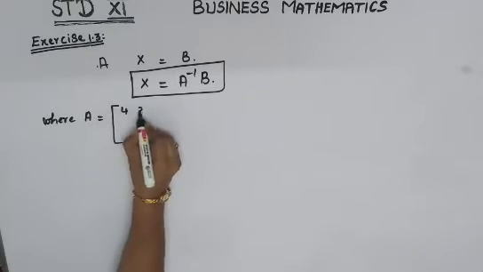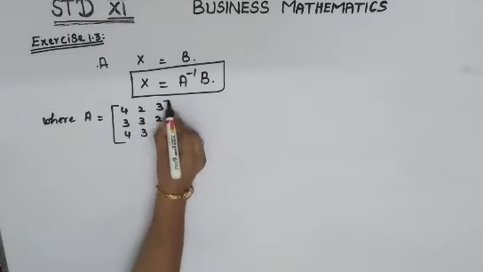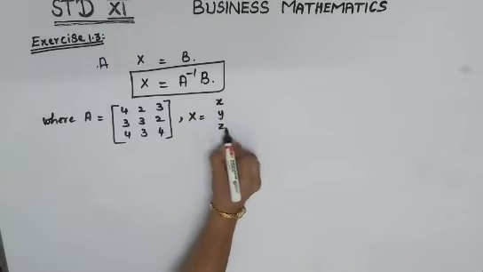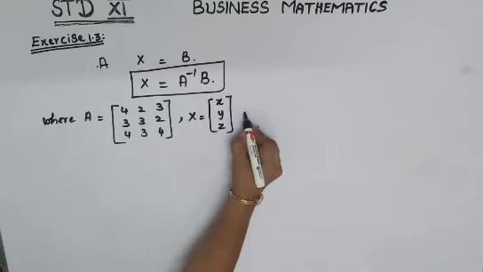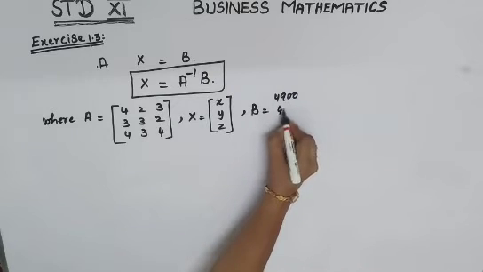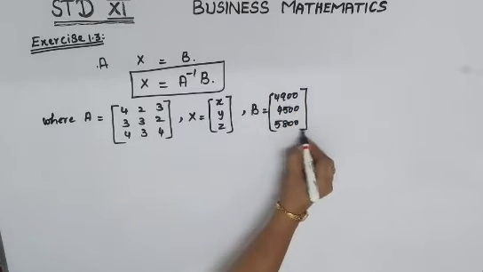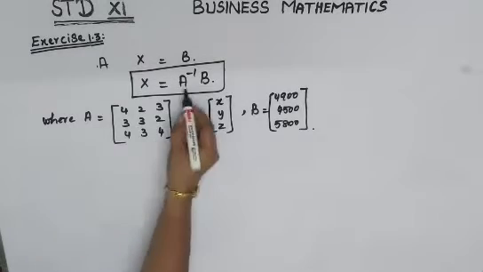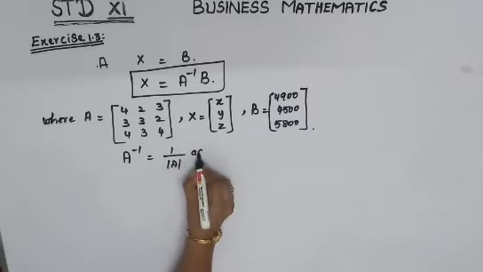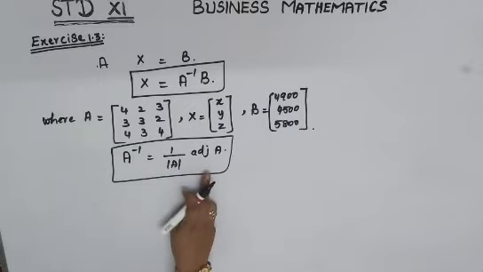where A is equal to your matrix 4, 2, 3, 3, 3, 2, 4, 3, 4. Then your X is equal to your variables x, y, z. Then your B is equal to 4900, 4500, 5800. So now you will have to find your A inverse. For A inverse, the formula is 1 divided by determinant of A into adjoint of A. So to find your A inverse, we need the determinant of A as well as the adjoint of A.